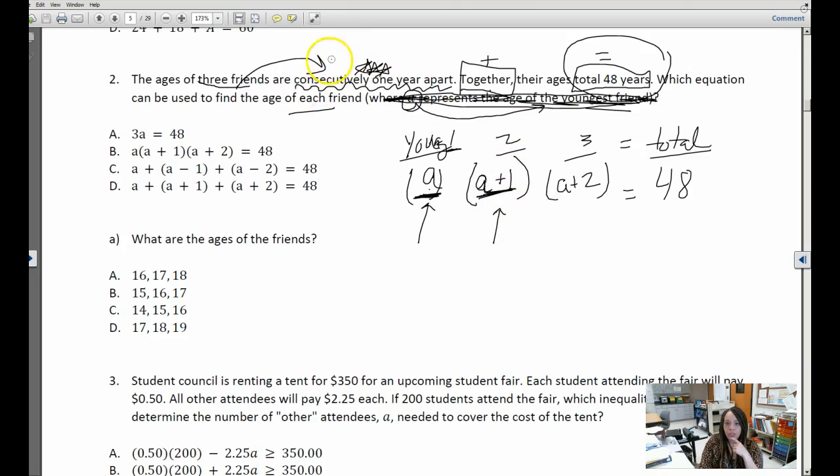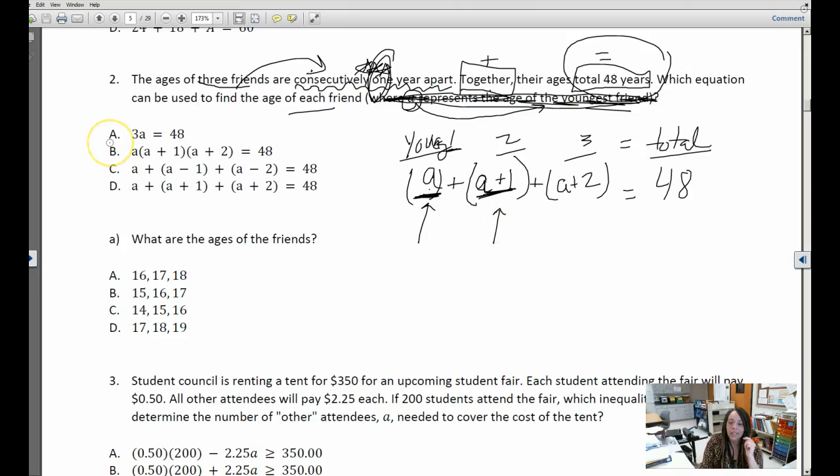Now, the thing you'll need to look for is that consecutive means in a row. So is it consecutive 1 year, consecutive 5 years, consecutive 10 years? Pay attention to what the question asks. This one said 1 year apart. That made it very easy for us. Now we're going to add these together. So when we put all of these together, we have A plus A plus 1 plus A plus 2 equals 48.